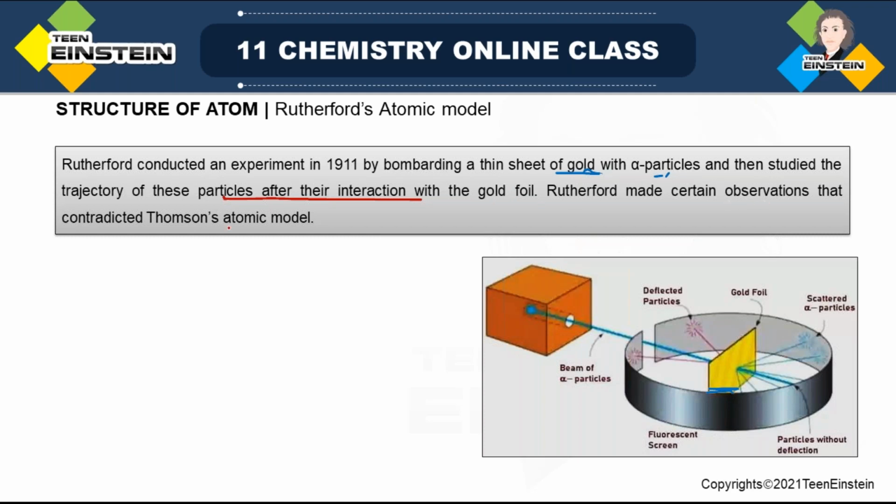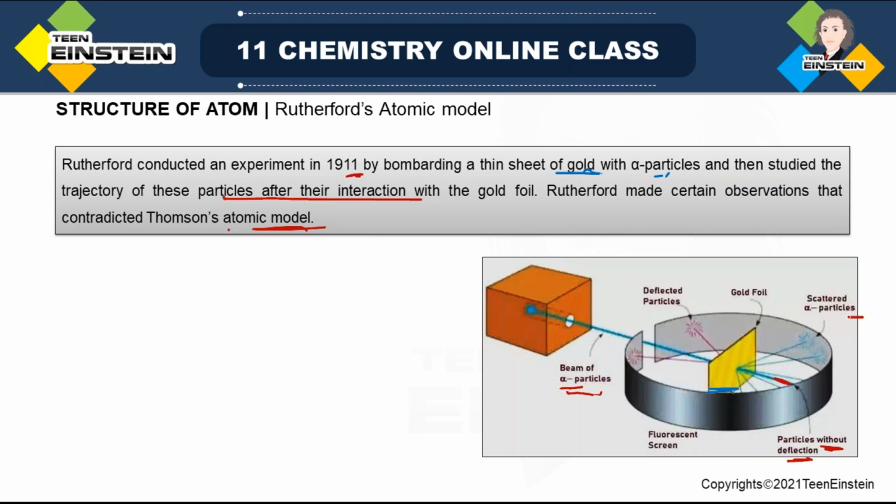Rutherford made certain observations that contradicted Thomson's atomic model. As I have said, Thomson's atomic model was done previously. If you look at the year, when some further development is going on, obviously in the previous model we can find some limitations, and some of the limitations we can also overcome. So these helium-2 plus particles or alpha particles are now bombarding this thin sheet of gold, and we can see some deflection. There are some particles without deflection. See, it is in a straight line.